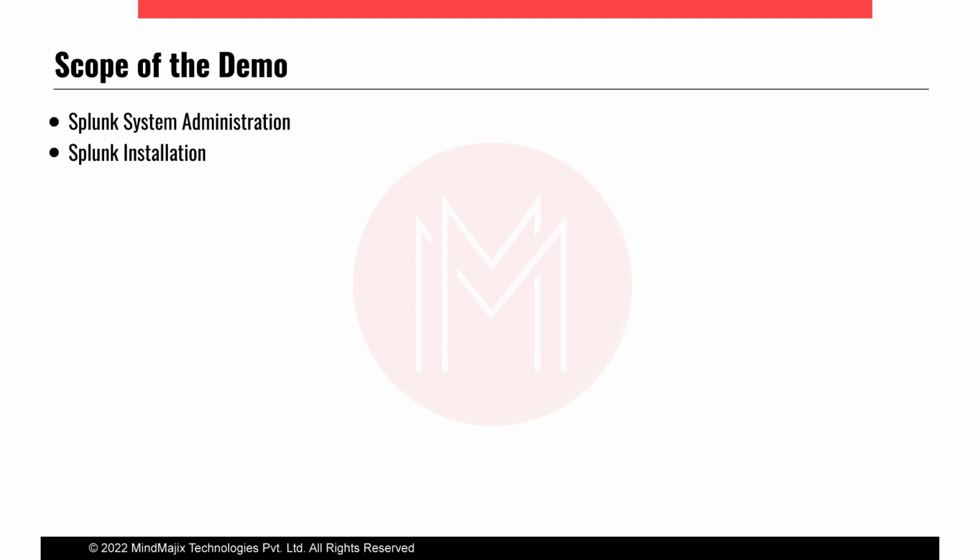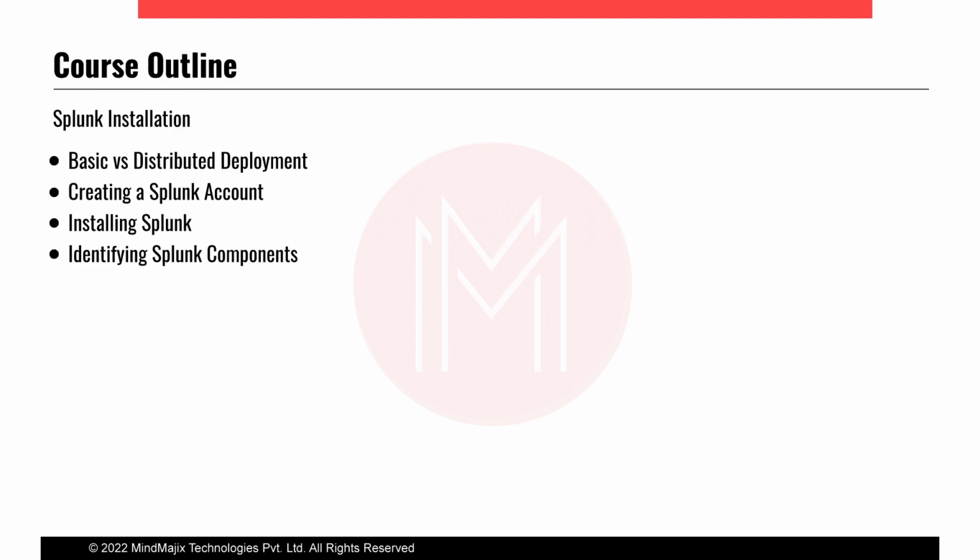The demo scope we are limiting to is Splunk administration, which involves the Splunk installation and understanding the components of it. The detailed course outline for this demo is the installation of Splunk, understanding the basic deployment versus a distributed deployment of Splunk instances. How do we go about creating a Splunk account, which is a preliminary prerequisite for Splunk installation, followed by installing Splunk on different OS, be it Mac and Linux, and followed by the main key components of Splunk. Let's get started with the deployments.